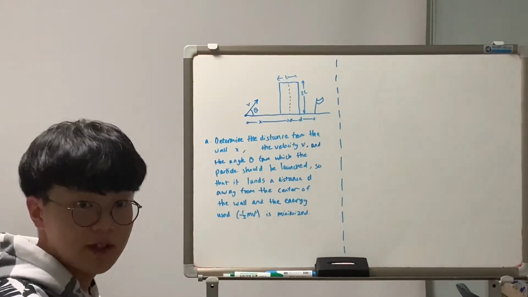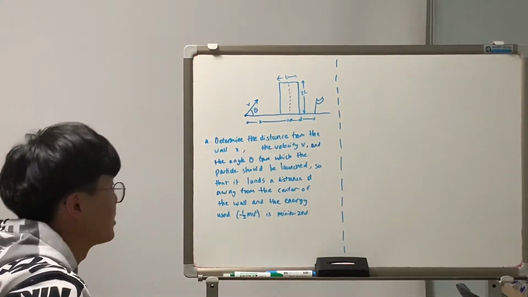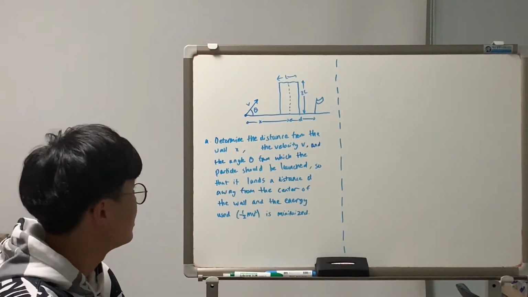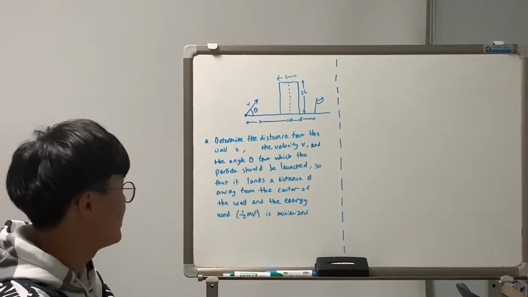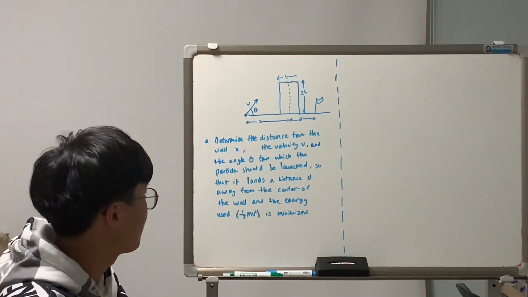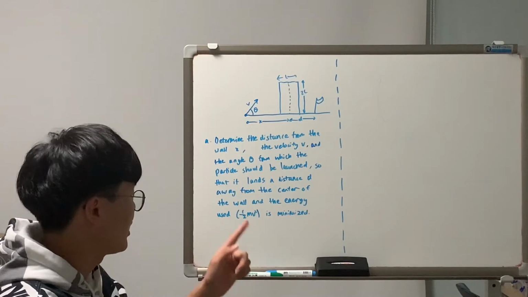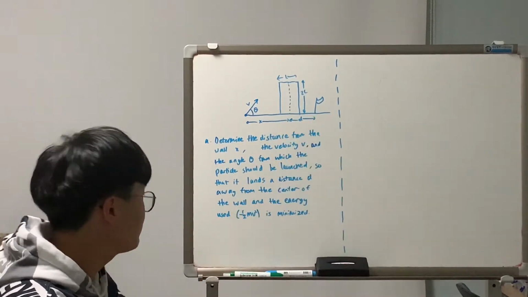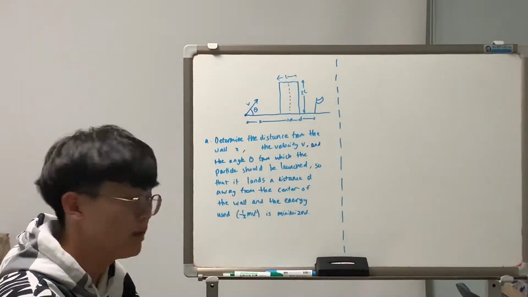Okay, so first of all, let's read the question. Determine the distance from the wall, x over here, the velocity v here, and the angle theta from which the particle should be launched so that it lands a distance d away from the center of the wall and the energy used is minimized.